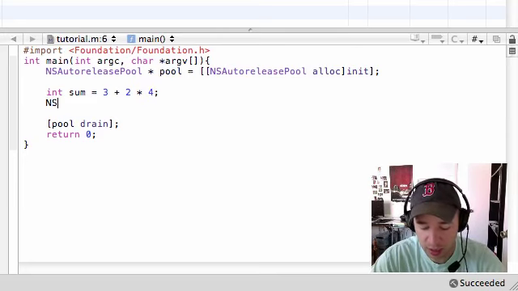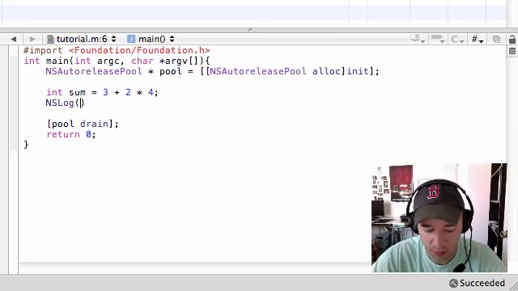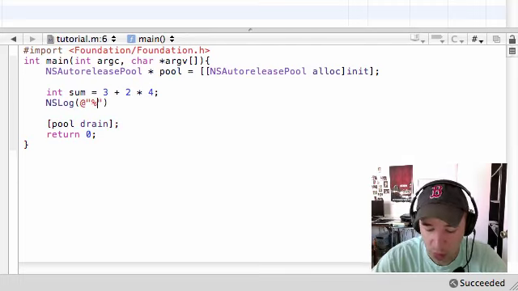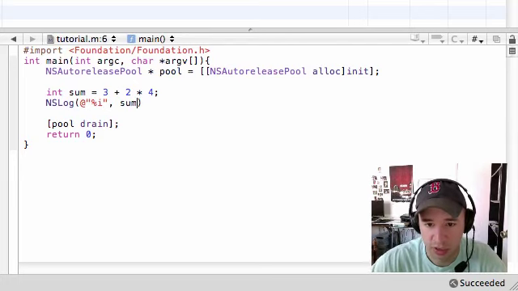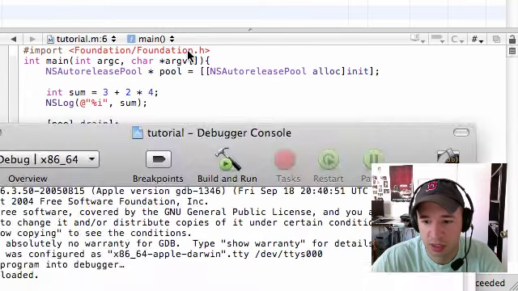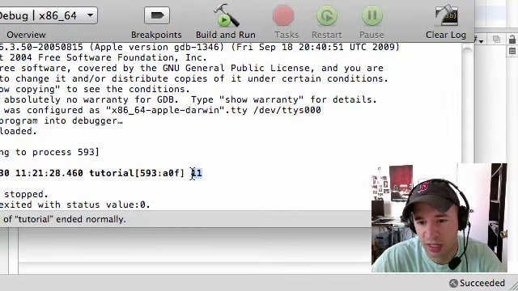But look at this, NSLog, and go ahead and put %i. Wow, I really messed that up. NSLog, %i, and then go ahead and press sum. Now, what I need to talk to you about is the concept of precedence. And now you see, we get the answer of 11.